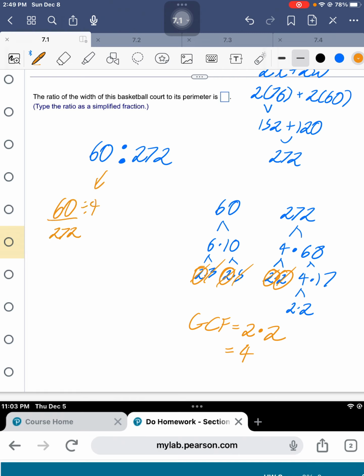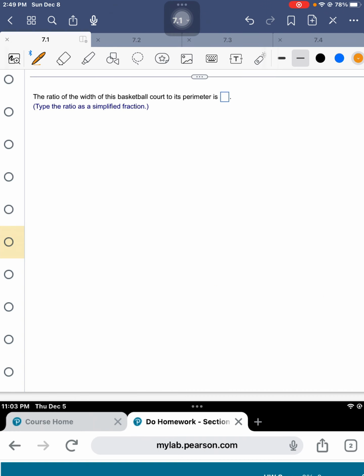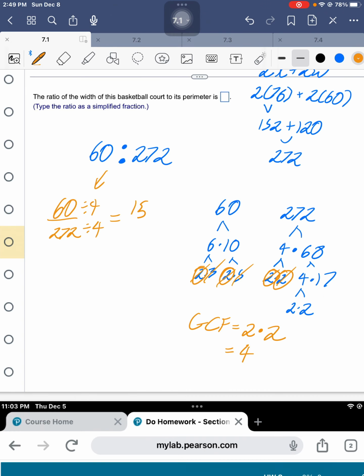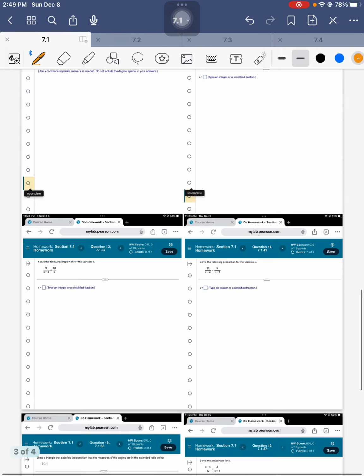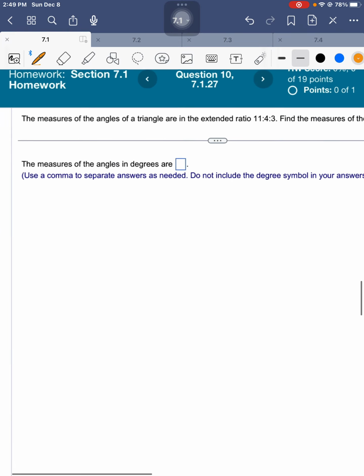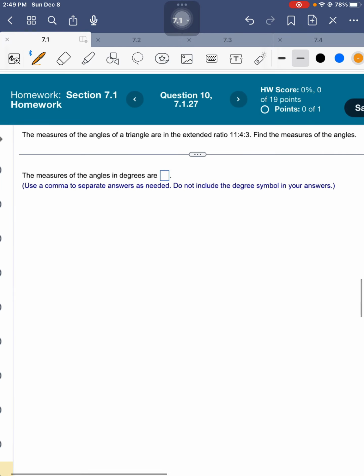So let's turn this into 60 over 272. It's gonna divide by 4. You divide by the greatest common factor to simplify fully. 60 divided by 4 is 15, and 272 divided by 4 is 68. So this is our final answer. That's it. Okay. So let's do this next one.